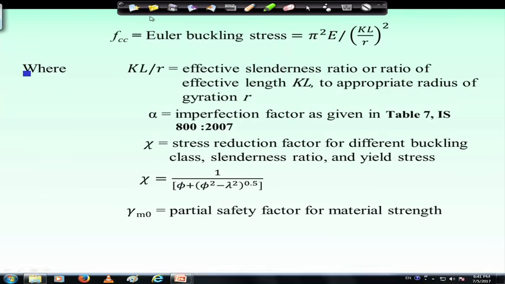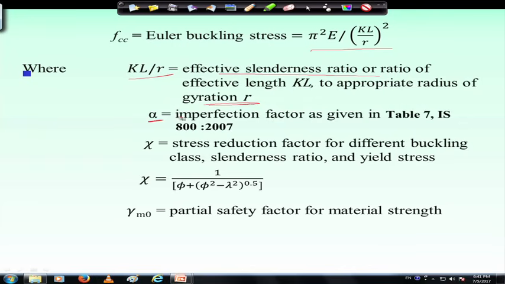Here we have seen that F c c is basically Euler buckling stress, which has been expressed as pi square E by k l by r square, where k l by r is the effective slenderness ratio or ratio of effective length to appropriate radius of gyration. Appropriate radius of gyration means out of 2 radii of gyration, the minimum one, right, the minimum radius of gyration, because about minimum radius of gyration the member will fail first. So, strength of the member will be considered with respect to minimum radius of gyration.